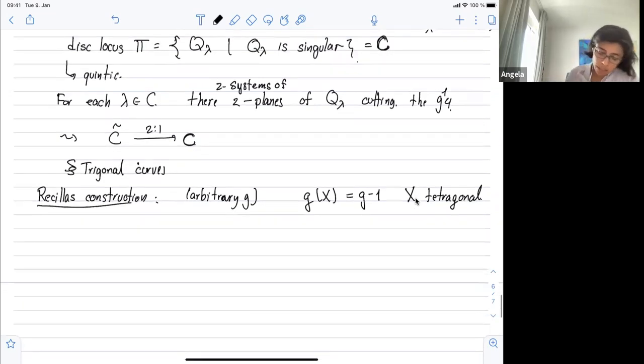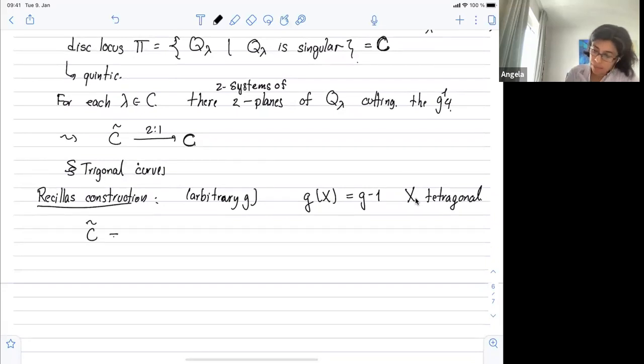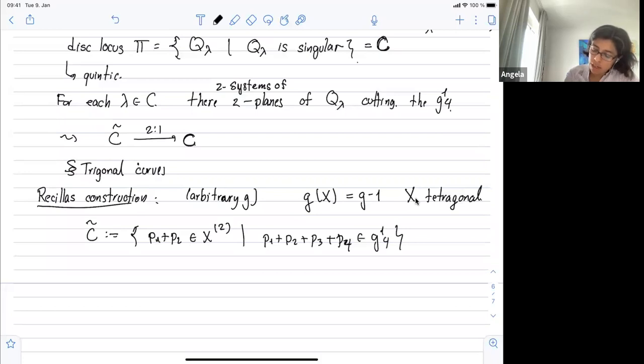Let me tell you what the C tilde is. It's a subset of the symmetric product of X, pairs of points, such that they are in a fiber. So P1, P2, P3, there exist other two points such that this is in the g^1_4. What it means to be in the g^1_4 is that you have P1.